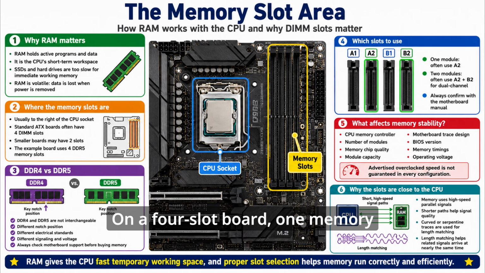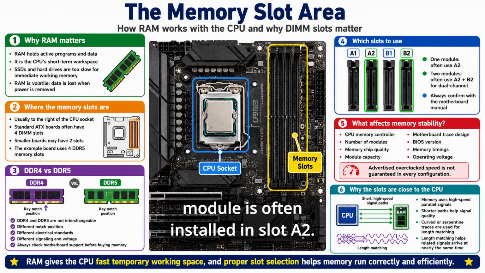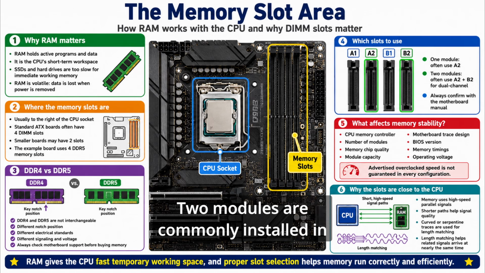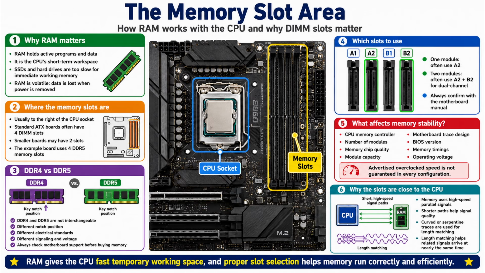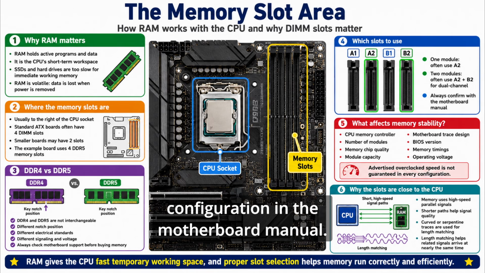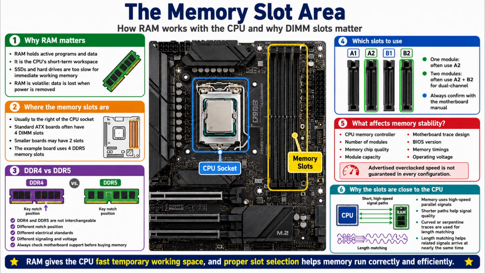On a 4-slot board, one memory module is often installed in slot A2. 2 modules are commonly installed in A2 and B2 to enable dual-channel operation. Always confirm the correct configuration in the motherboard manual.